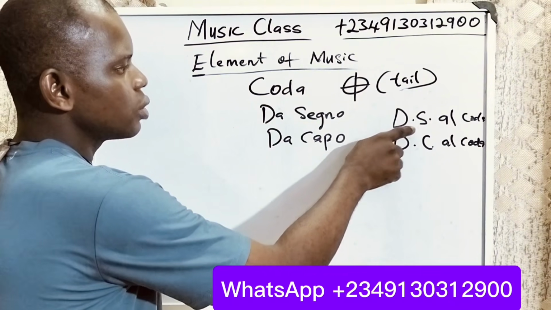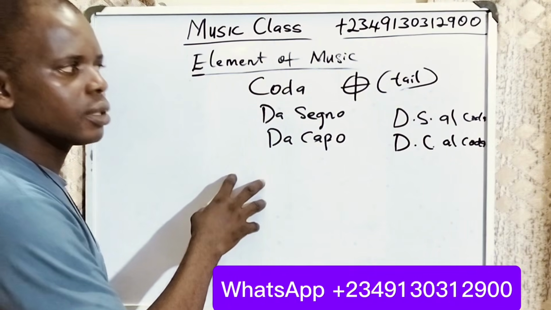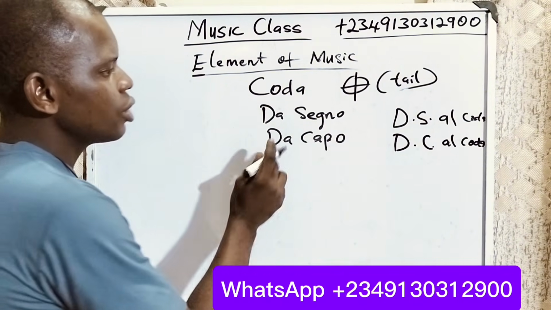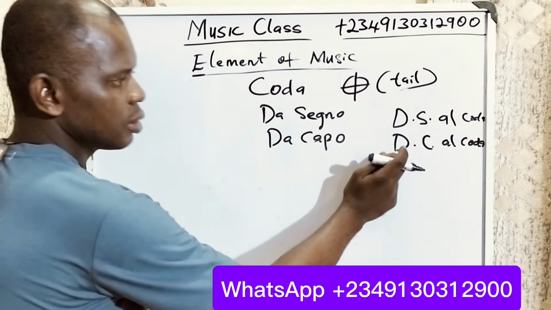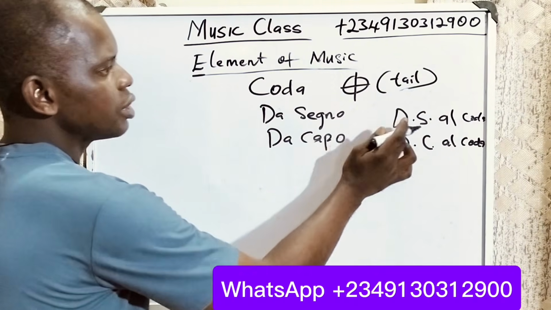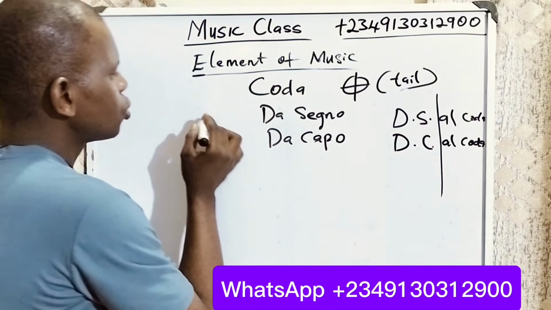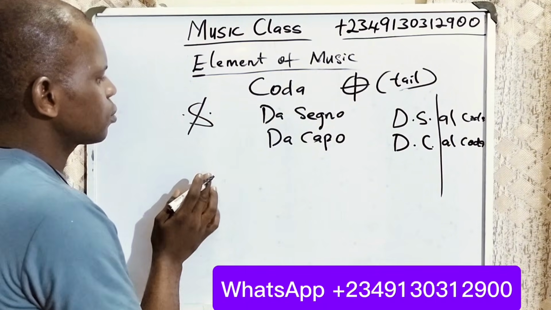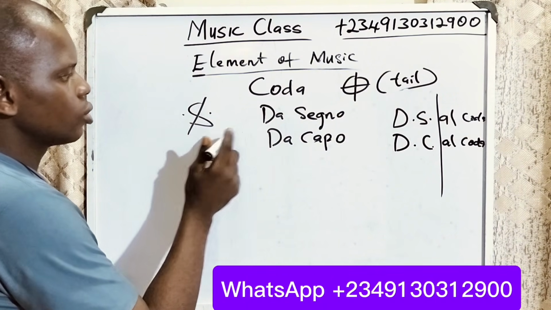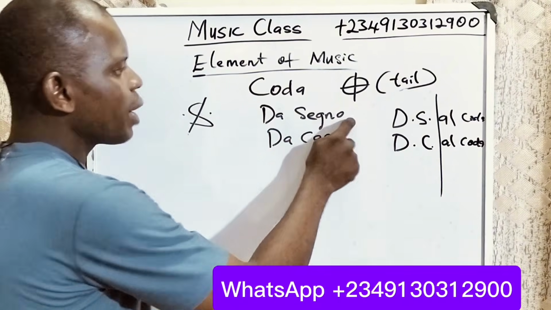So D.S., that's the signal, means go back to this sign. There's a way to use it. And this one means go back to the beginning, Capo. So go back to the beginning. If it is go back to the sign, I'm talking about this. I'm not putting this now. I'm talking about this. So you see a sign, something like this, in a piece. I'll give you an example now.